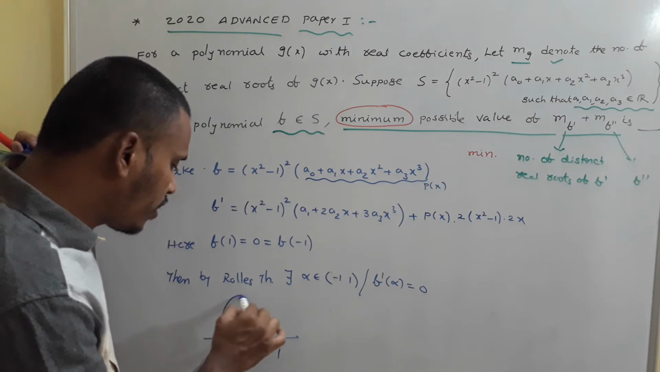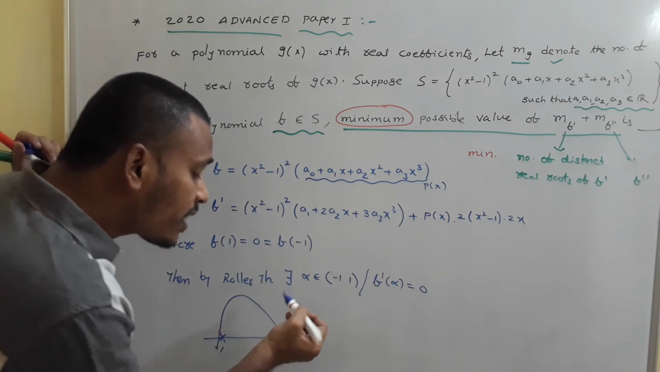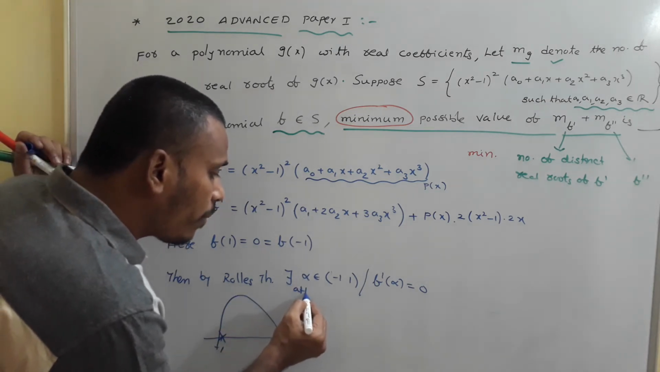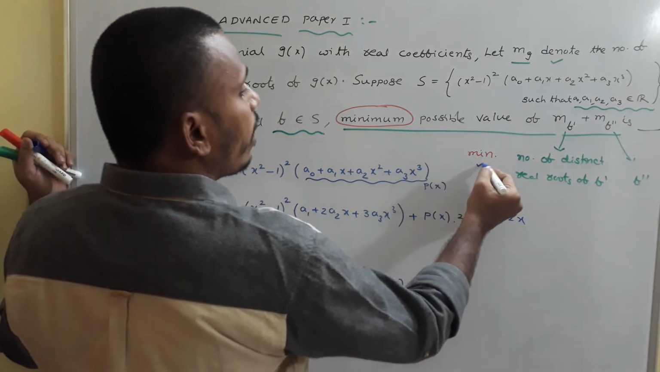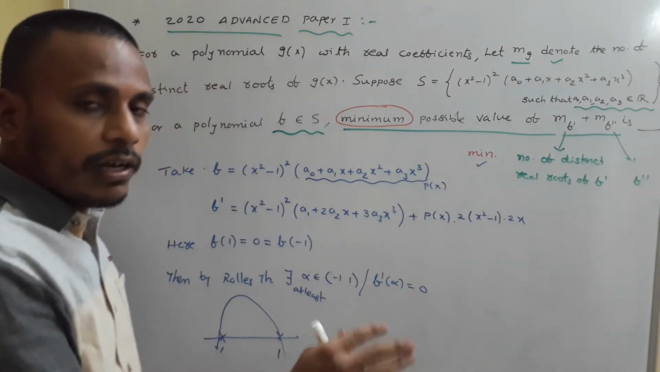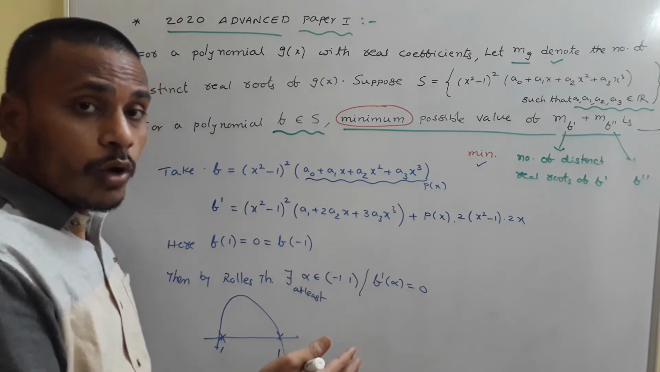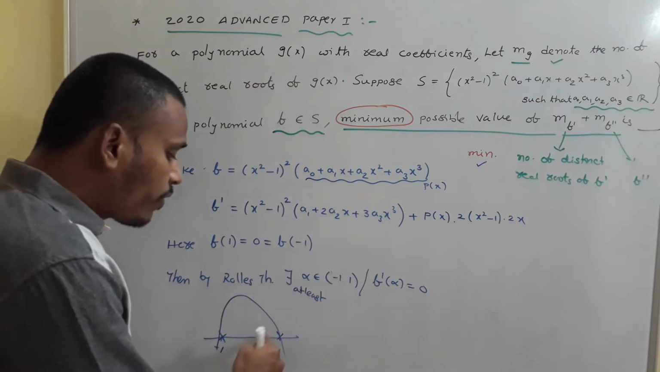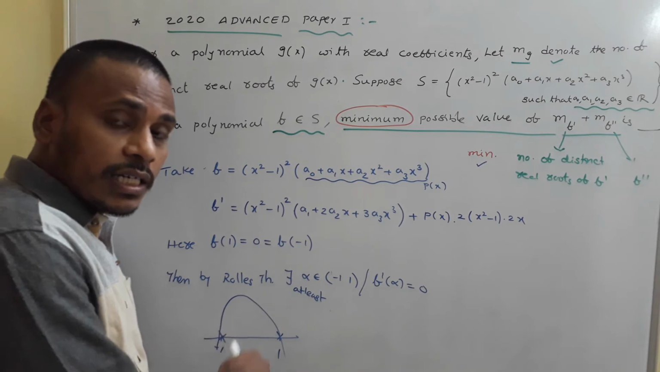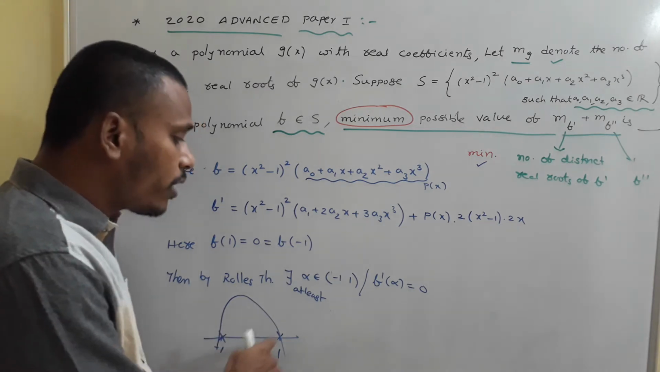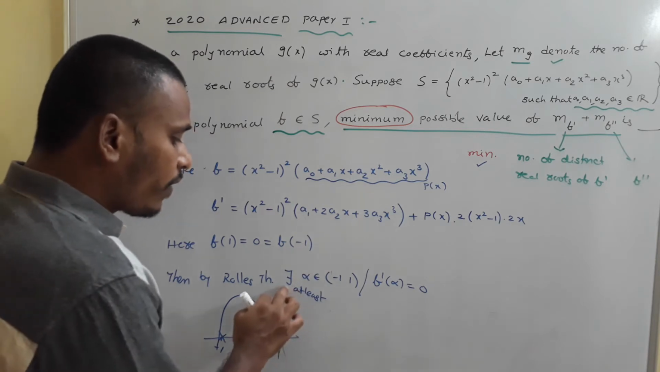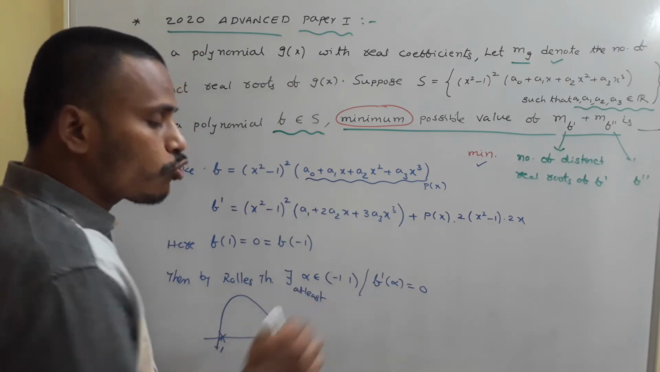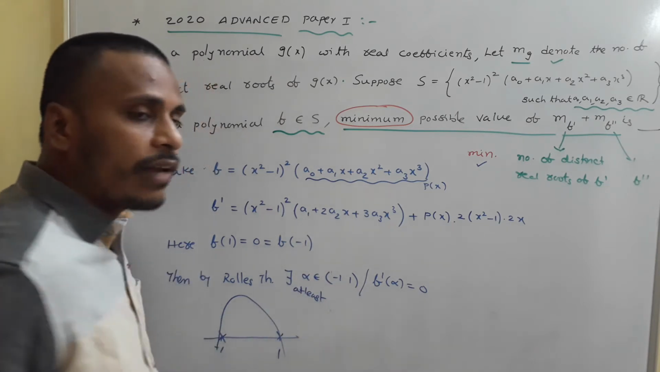Suppose this is the shape of the graph, then there exists at least one alpha. There may exist more also, but our concentration is on minimum values, so enough of collecting 1. Maybe 2 or more also, as we discussed at Rolle's theorem. If the graph has 2 or more turnings or peaks in between these points, there may be more than 1 alpha, but I need just 1, enough. There exists at least 1 alpha belonging to (minus 1, 1) such that f dash of alpha equals 0.